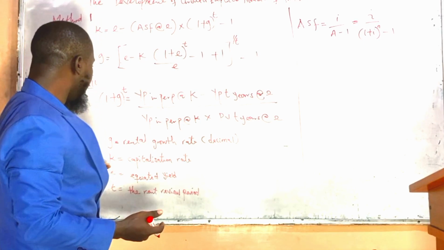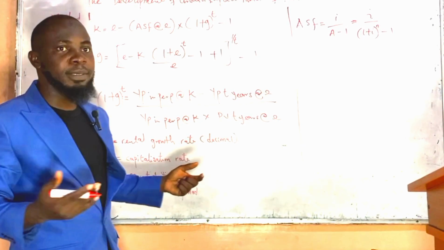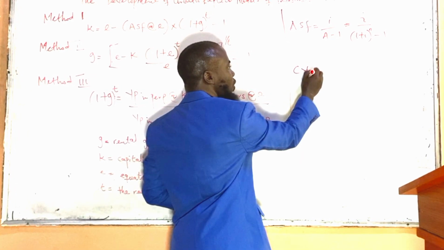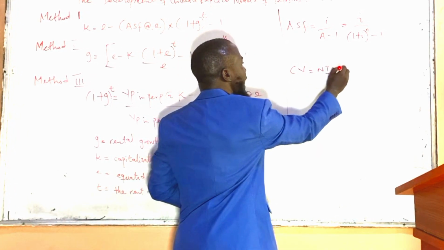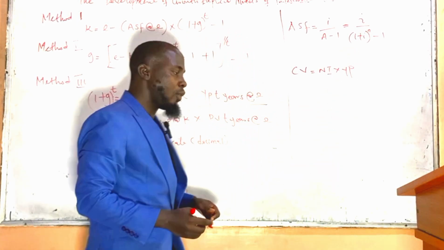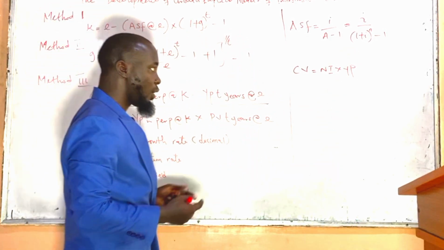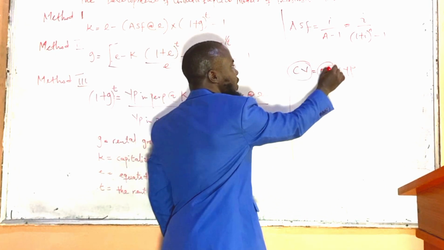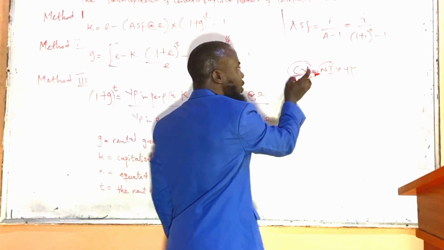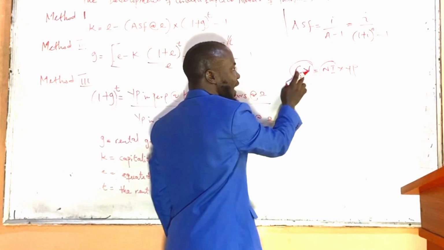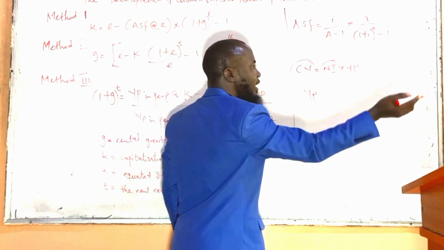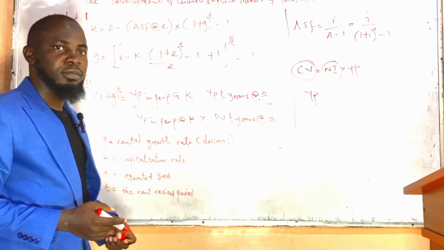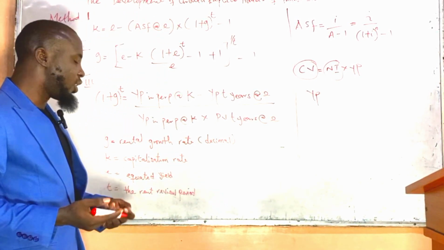Now, what else again? The capitalization rate. Let me explain the capitalization rate. Remember, for the investment method, capital value equals net income times YP. For us to get our K, the capitalization rate, we are looking for K. You'll be given this and you'll be given this. Just use this to divide this, you have your YP, then convert it to decimal. That is your capitalization rate. Now, your E, your equated yield.